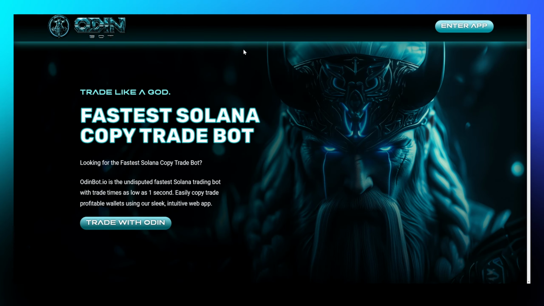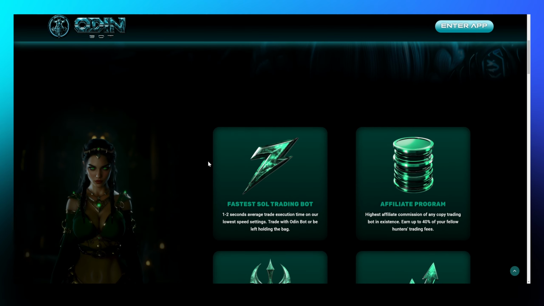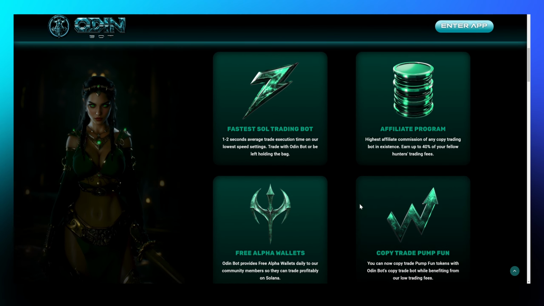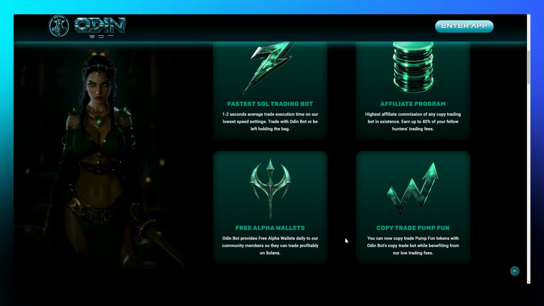To do so, we're going to be using OdinBot, which is going to be the first link in the description, which for me is the fastest copy trading bot on this whole Solana network. And trust me, I've tried endless bots, Trojan, TradeWiz, BananaBot. It's not going to be as fast as Odin. Aside from that, we also have an affiliate program, free alpha wallets, and copy trading pump fund, which are going to be features that we're going to explain later on.